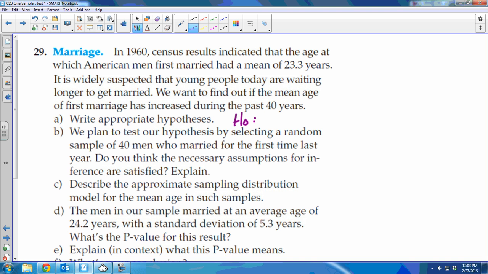We're talking about mean age, so we know it's not a proportion. And we want to know if it's increased. So what number am I using in my hypothesis? 23.3. Right? Everyone good with writing hypotheses?